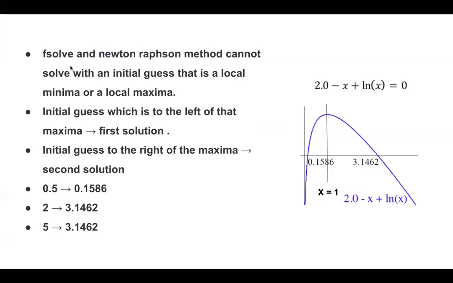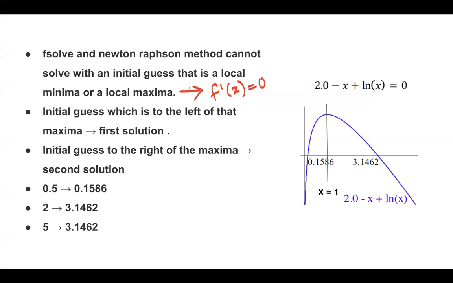So this is the explanation. The Newton-Raphson method cannot solve with an initial guess that is at a local minima or local maxima. This means that at the local minima and local maxima, the gradient will be 0. That is, f dash at that point is equal to 0. Such initial guesses should not be taken. An initial guess to the left of the maxima gives the first solution. So this is the solution that I have.